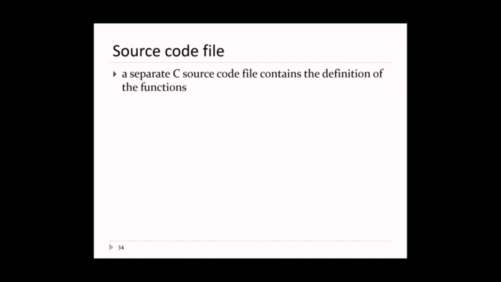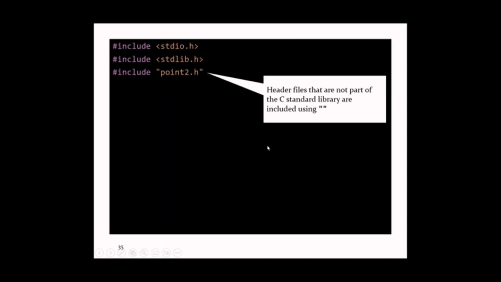So where do the function definitions go? Well, they go into a separate C source code file. So now we make point2.c. And one of the first things you do in point2.c is include point2.h. So now the definition of our structure gets included into our source code file, and all of the functions get declared. All we have to do now is define the functions.